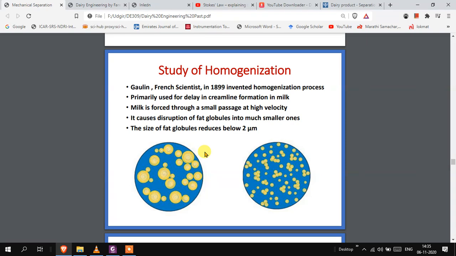So that is called Stokes' law. So the formation of cream depends upon the density of the fat globules, the diameter size, and the viscosity of the medium, the milk. So this Stokes' law is also applied in cream separation. So there are cream separators which separate the cream from the milk.